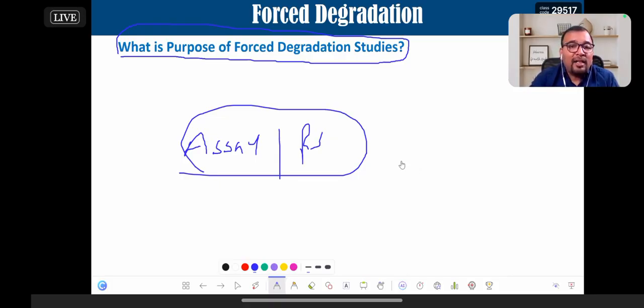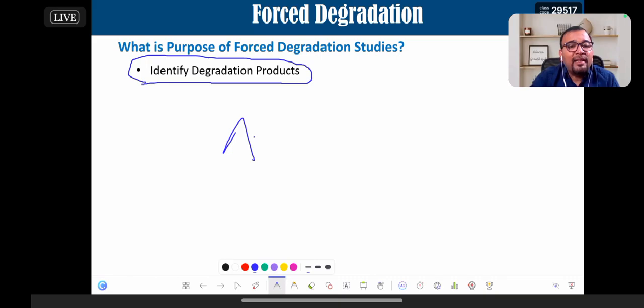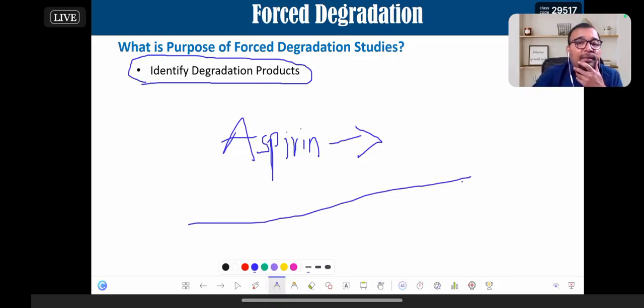Okay, I mean there are a lot of responses. They are very similar. They are very true and correct in a sense. The first and foremost is to identify degradation products. If you say aspirin, which degradation product comes to your mind? Let me know in the comment box. If you say aspirin, what happens to aspirin in acid hydrolysis? Salicylic acid, right, Sabah?